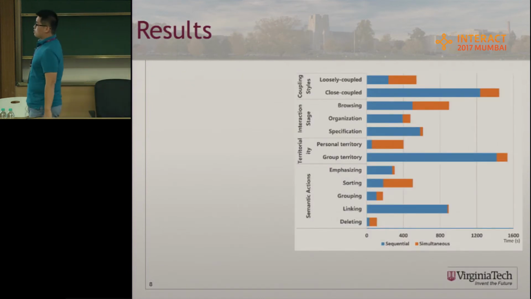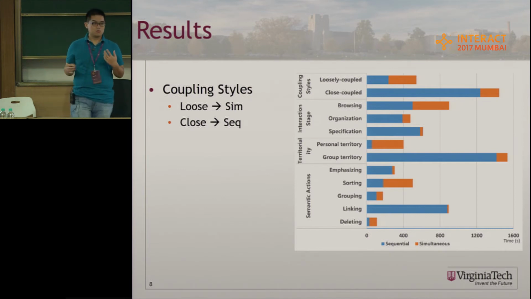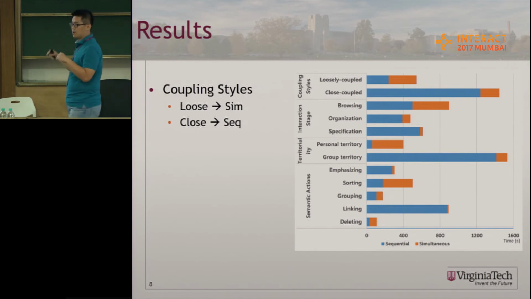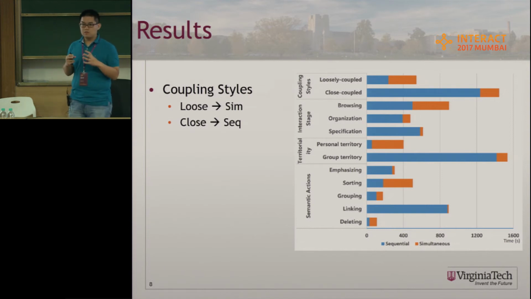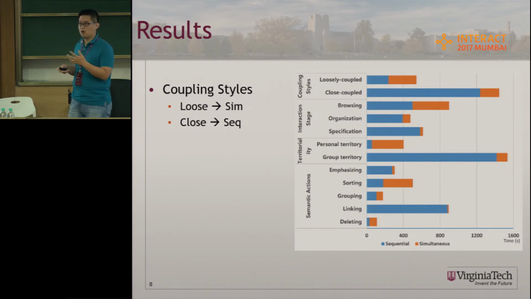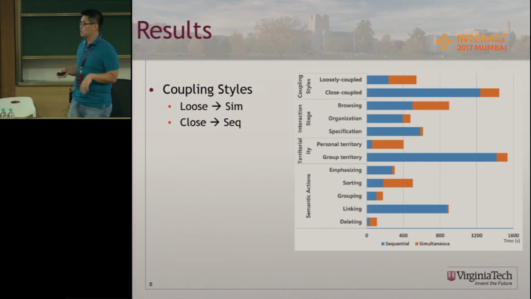And here is our result. For the coupling style, we notice that when people are loosely coupled, when they don't talk intensely to each other, most of the interactions are simultaneous. They touch the display and use the cards at the same time. But when they have a close relationship and intensive talk, they usually access in turns. They negotiate the order of making changes to the artifact on the table.